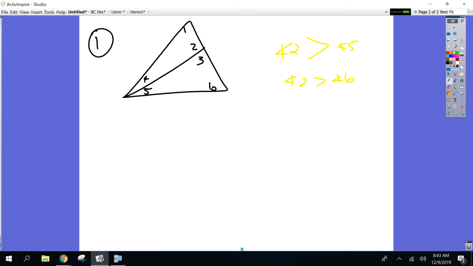What theorem am I applying here? What is angle 2? For this triangle, it's exterior, so it's greater than either of the 2 remote interior angles. Perfect. All right, so that's theorem number 1. Theorem number 2.